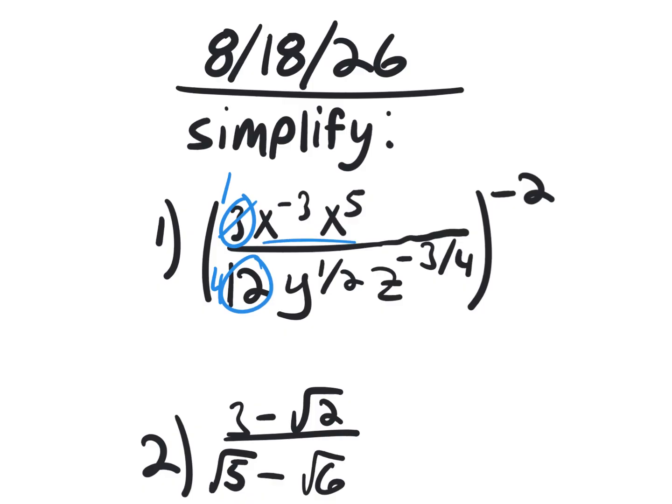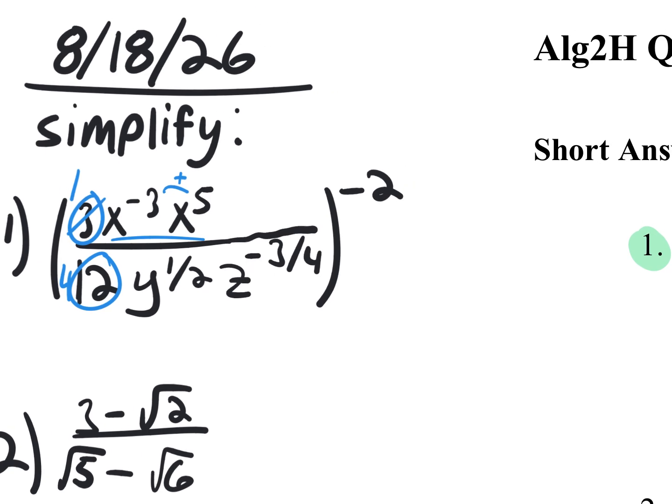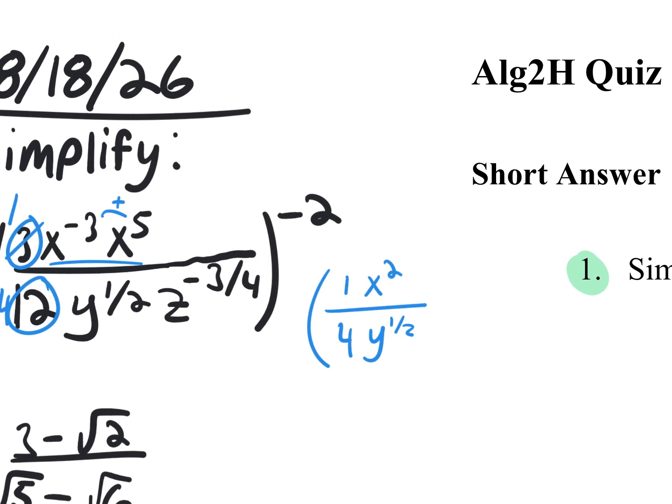What can I do with those? Add their exponents. So let me actually write this on the side. This is going to be 1 over, if you add those exponents, x squared. You get a 4y to the 1/2 on the bottom. And then what could we do with z to the negative 3/4? Okay, you can move it on top. So this is going to be z to the positive 3/4.